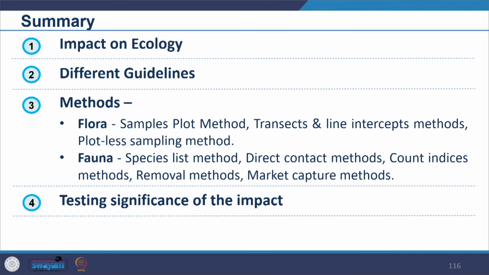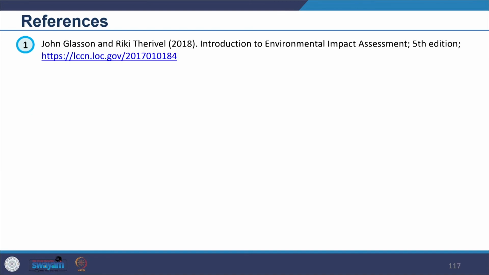So that is what we covered today. We looked at the impact on ecology, the direct, indirect, residual, and cumulative impacts and types of impacts. Then we looked at different guidelines and certain available methods, and at how significance is evaluated in the process. This was our key reference for this session: the manual as well as our key textbook.